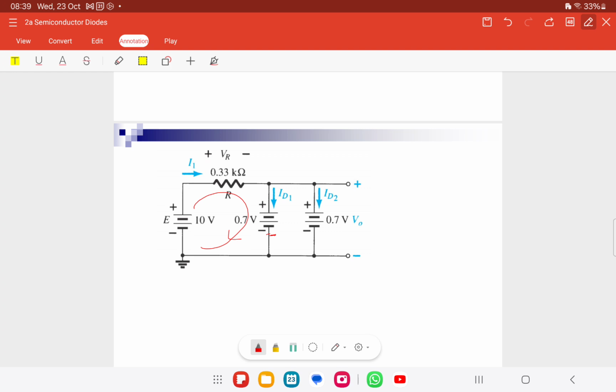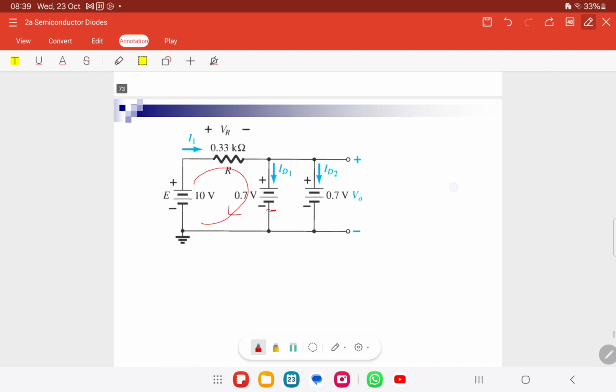Okay, actually dia bahagi dua ni. This ID, I equals to ID1 plus ID2. What is the value for I? Minus 10 plus 0.33 Ki plus 0.7 equals to 0. Tolong dapatkan value of the I.